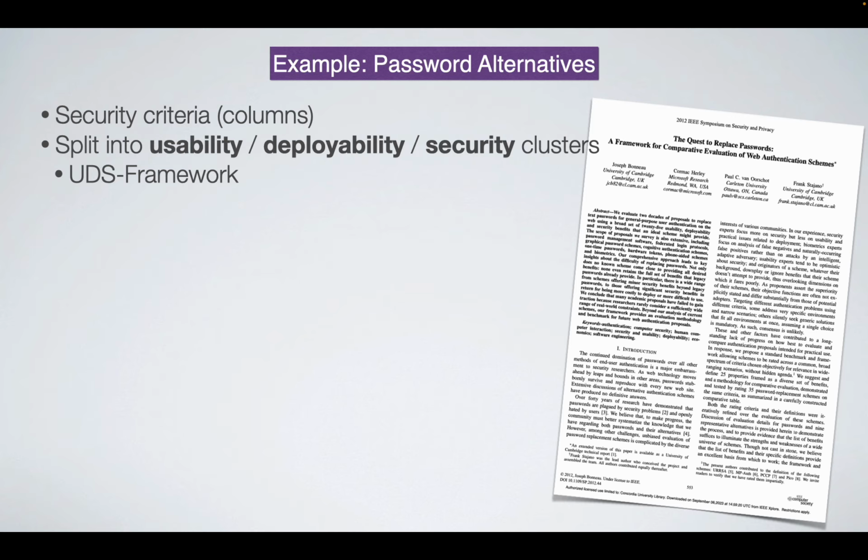Other categories will kind of lump into deployability, meaning how hard is it to roll the system out? And then usability is the human factor. With passwords, the human factor is one of the key aspects, okay? So we'll try to come up with columns in usability, in deployability, and in security. Sometimes we call this a UDS framework for usability, deployability, and security.